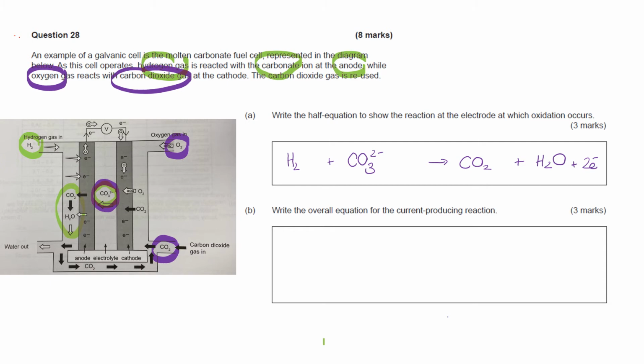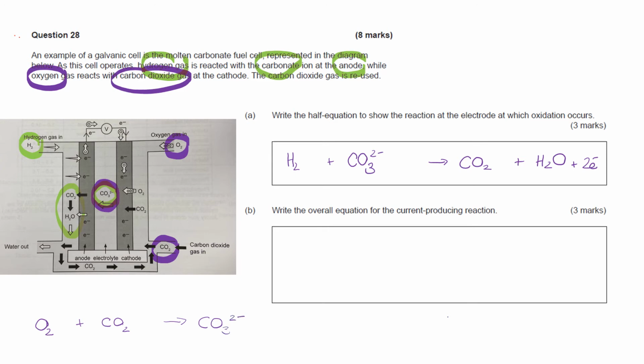Now the second part is a little bit more difficult to get the same amount of marks for. What they want is the overall equation. So with the overall, of course, you need to have the reduction equation to go with that oxidation equation that you can see there. So I'm just going to put this down the bottom. I haven't really left you much space for that. With the reduction reaction, we've got oxygen gas going in, and we've got carbon dioxide gas going in, purple there on the diagram. And what that's producing is carbonate ions.